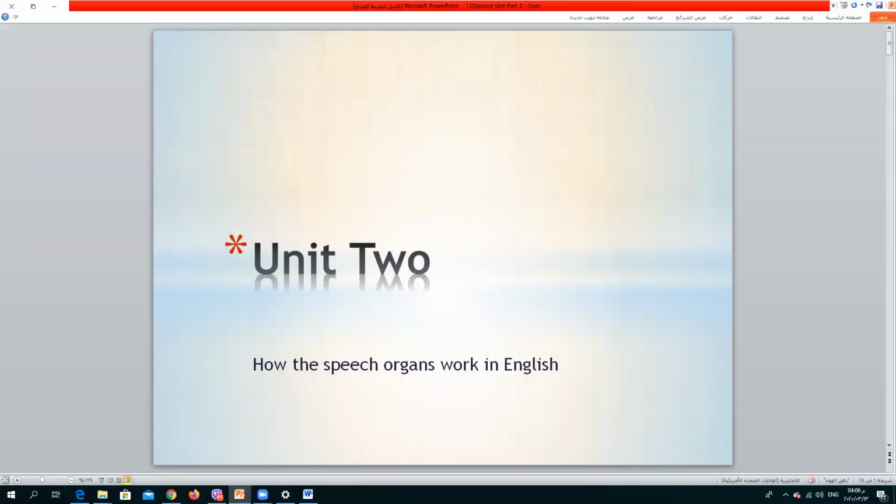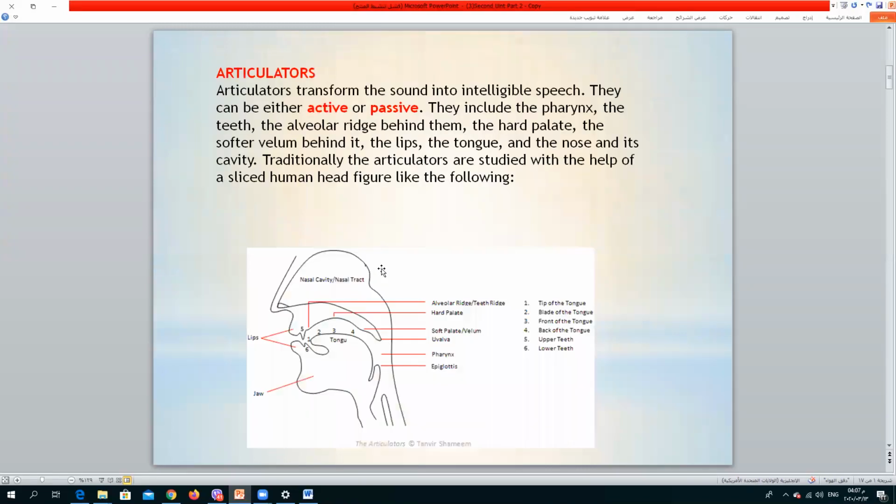How the speech organs work in English. We'll begin with the speech organs, the articulators. Articulators transform the sound into intelligible speech. They can be either active or passive.